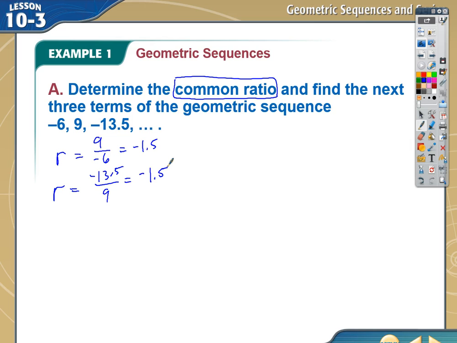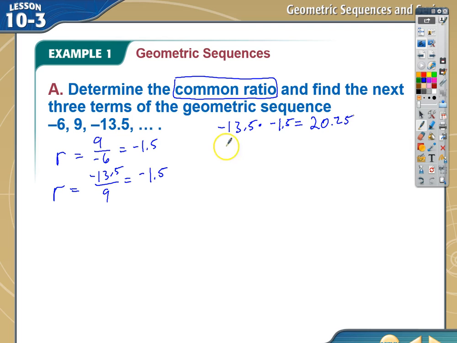So -6 times a -1.5 gets me 9. 9 times a -1.5 gets me a -13.5. So my common ratio is a -1.5. So then how do I find out the rest of them? Well, I take the -13.5 and multiply it by a -1.5. And again, you type that in your calculator, and what does it give you? It gives you 20.25.